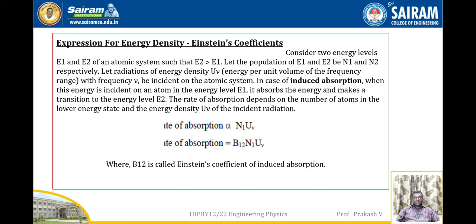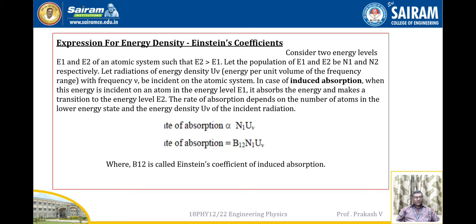The rate of absorption depends upon the number of atoms in the ground state and the energy density U mu of the incident photon. It is given by: rate of absorption is proportional to N1 into U mu, or the rate of absorption is equal to B12 N1 U mu. Here B12 is a proportionality constant and is also considered as the Einstein coefficient of induced absorption.